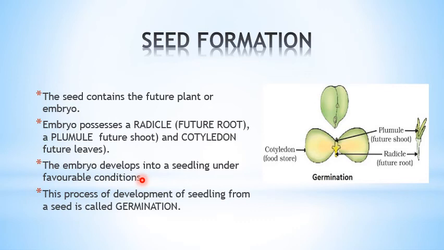because inside the seed, inside the gram, you have the embryo, and that embryo will develop only when favorable conditions are given. If they are stored in an airtight container where there is no moisture, they are not going to germinate. So this is what is called seed formation or seed germination.